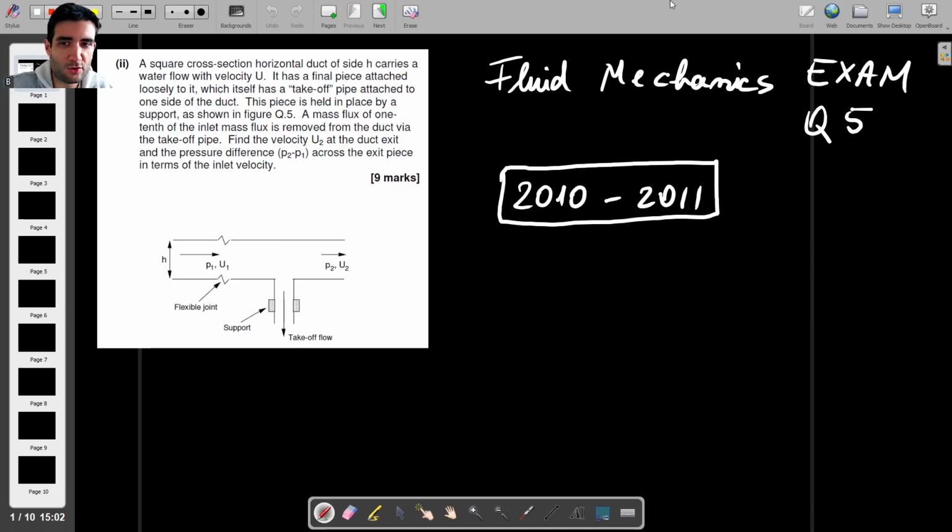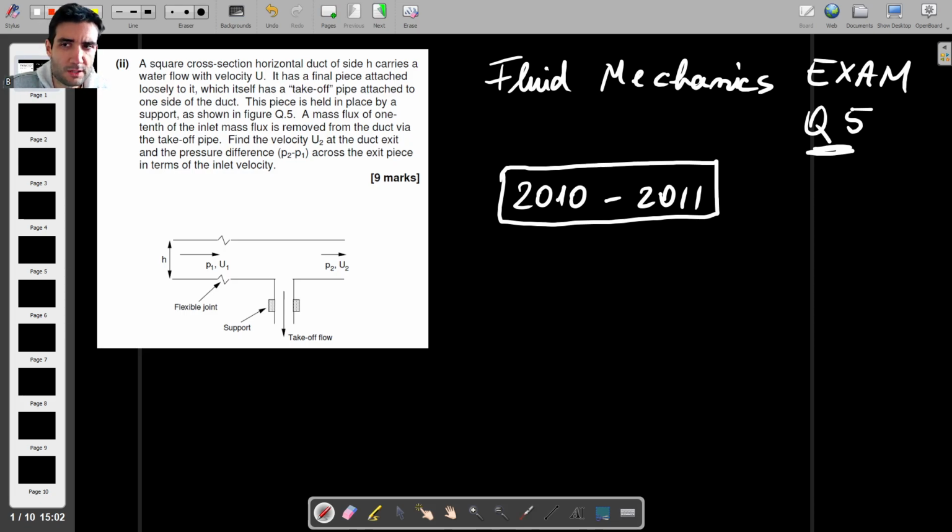Here's another question from the fluid mechanics exam that I sat as a first year undergraduate aerospace engineering student in the academic year 2010-2011. This question was a part of question 5 from that paper. There were 6 questions in total.